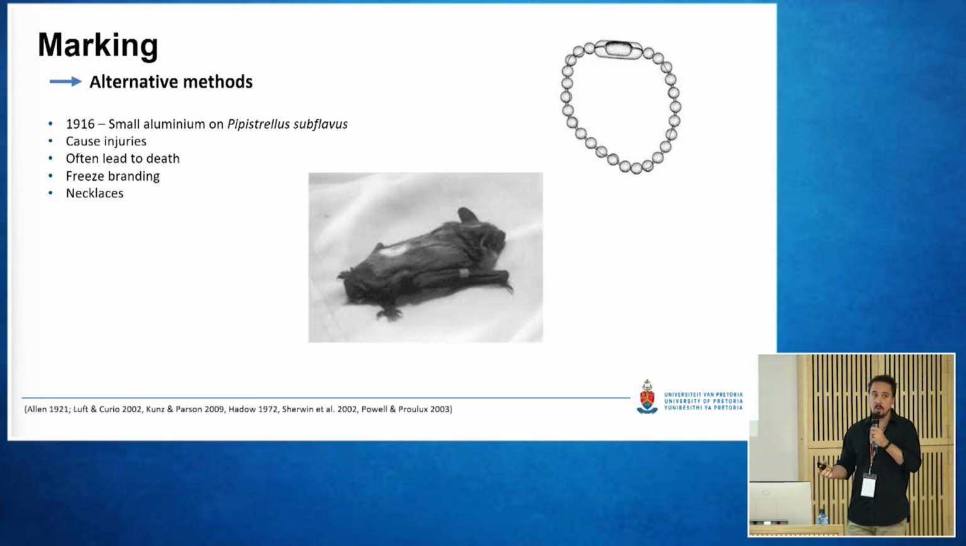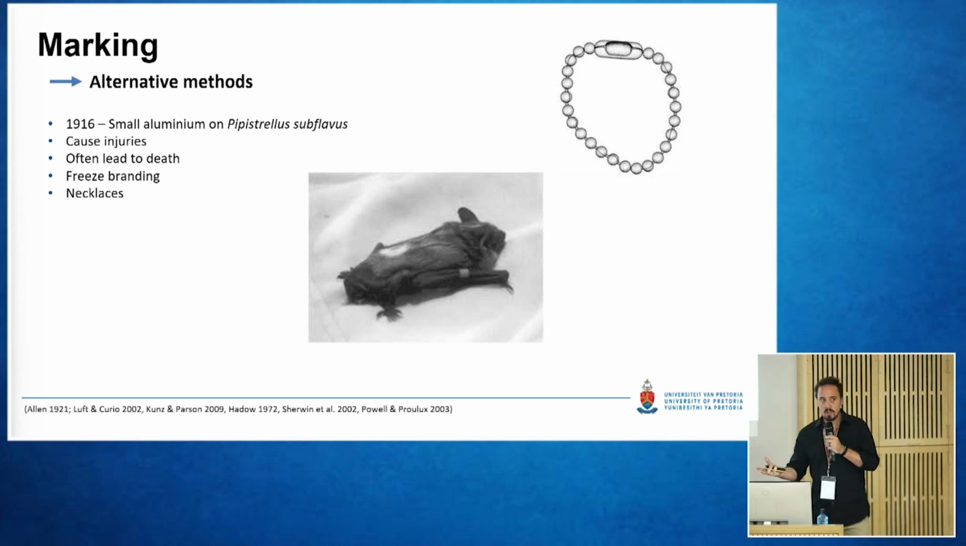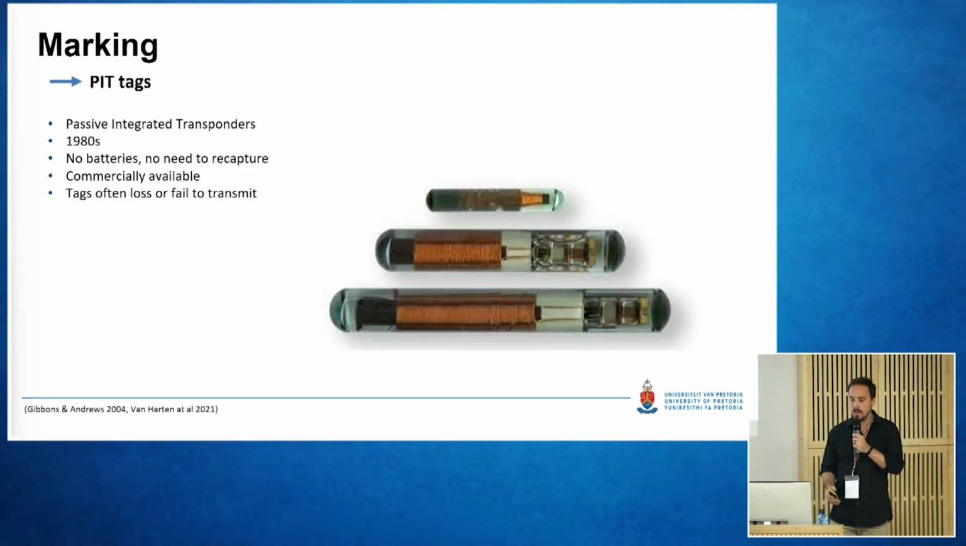So 2 other popular methods that used to be used are freeze branding or necklaces. Freeze branding just involves literally branding the animal. And this was also not as effective because the marks tend to disappear after a while or fade and weren't clear anymore. So they also tried necklaces, which again worked to some success, but on your more agile species, necklaces tend to hurt the animal and affect their flying capabilities.